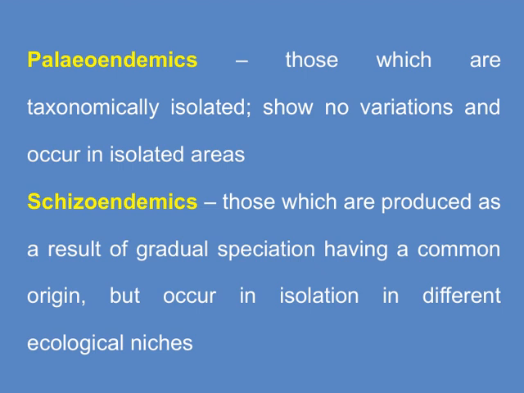Both types highlight how species can become isolated, either through ancient survival in stable habitats or through more recent diversification driven by ecological differences. Understanding these groups helps us see the broader picture of how biodiversity evolves and persists in isolated environments, which ties back to our overall theme of biogeography and conservation.